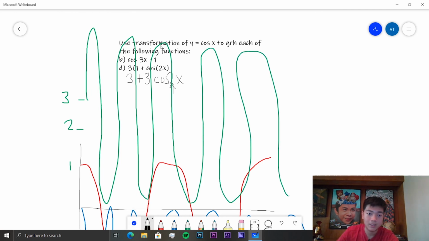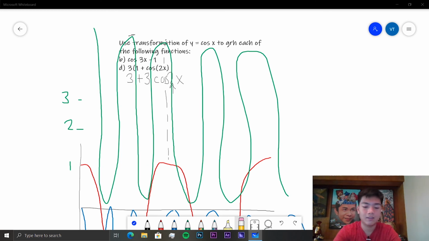So as you can see, every time this red graph, which has just the normal graph, repeats once, we've squashed this graph so it repeats 2 times. Except that we should not be starting from 0. Why did I do that? Should be starting from there. So yeah, that's pretty much it.